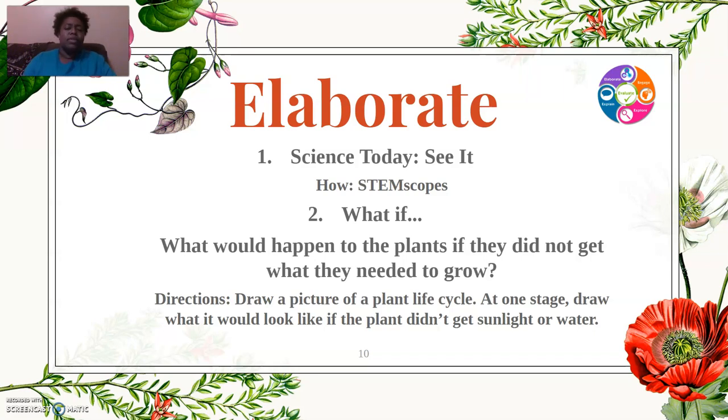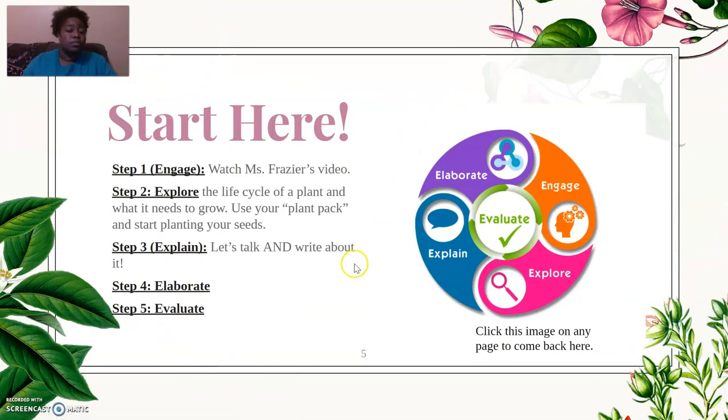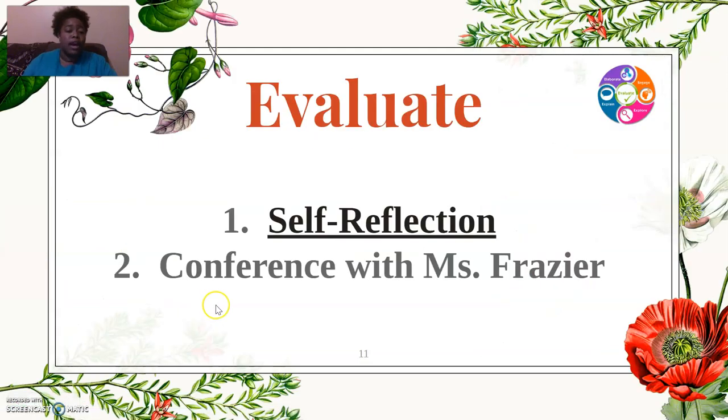That means if you draw your life cycle and your plant gets to the seedling stage and you stop giving it water, you stop giving it sunlight, what would happen? Use what you know and what you have learned from doing this investigation to draw this picture. And then last but not least, we will end with step 5, which is evaluate.